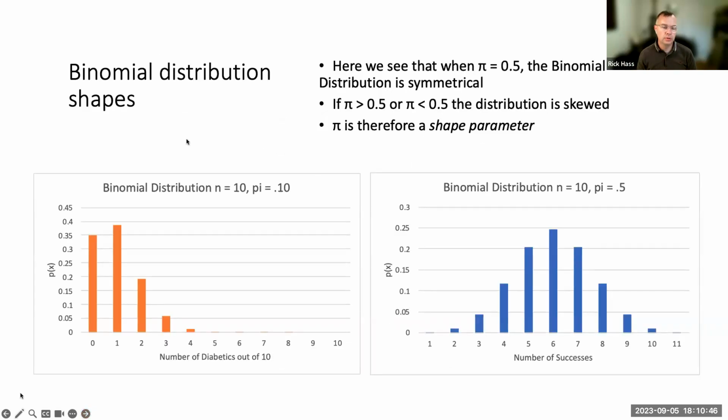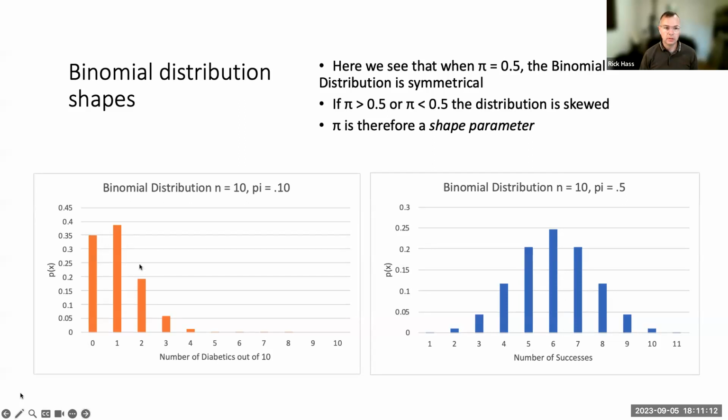So because the binomial distribution is discrete, it's only defined at these what we call points, which are the outcomes of our experiment. So if our sample size is 10, there's 11 outcomes, right? Because certainly we can observe that 0 out of the 10 have diabetes.